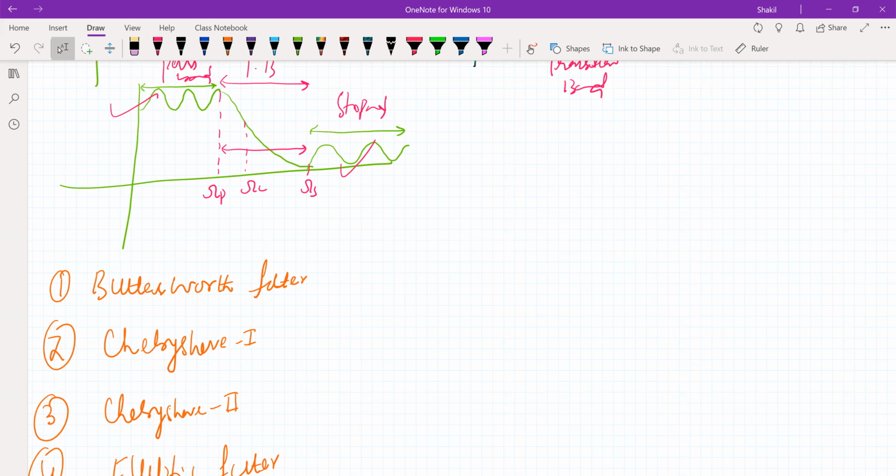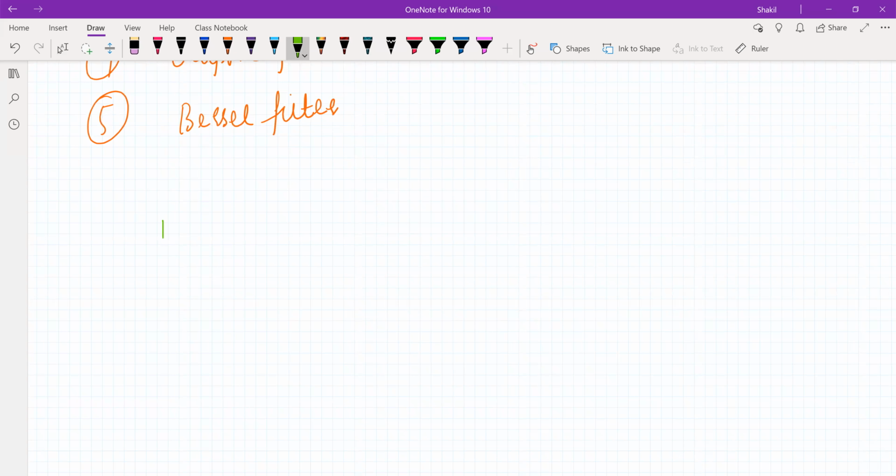pass band, stop band, or whether the response of the filter remains flat in pass band and stop band. All right. So what's a Butterworth filter? Now a Butterworth filter can be low pass, high pass, band pass, or band stop. Okay, so you can characterize the Butterworth filter as low pass, high pass, band stop, band pass filters, right? So first let us see the Butterworth low pass filter.